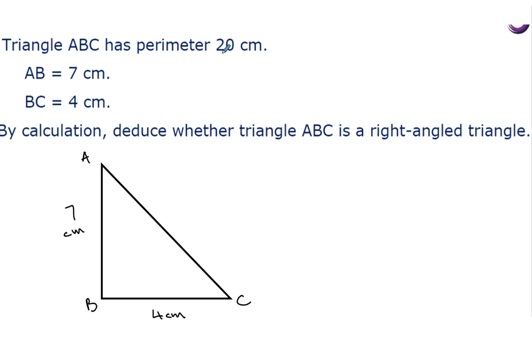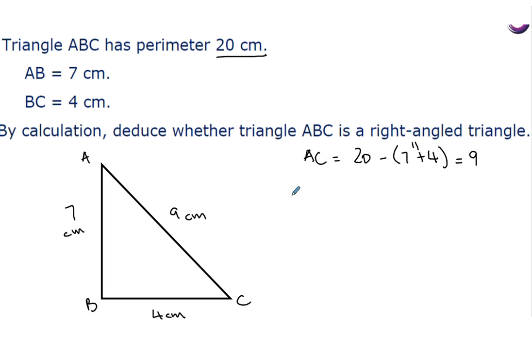If the perimeter is 20, then we know side AC will be 20 minus the 7 plus 4. The 7 plus 4 comes to 11, so 20 minus 11 is 9. So this is 9 centimeters. Now we have to figure out whether this is a right angle triangle, even though we've drawn it like one.